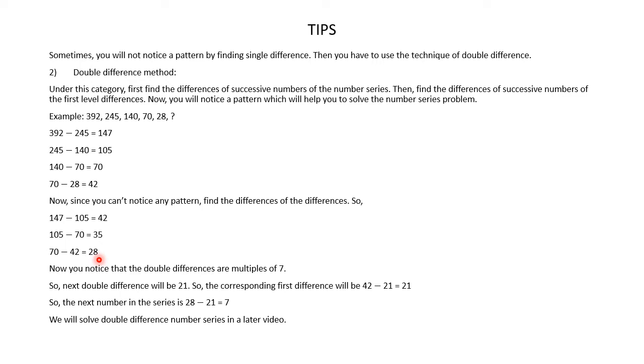You have to subtract this 21 from the corresponding first difference, that is 42. So 42 minus 21 is 21. Now this difference you have to subtract from 28 to get the next number. So 28 minus 21 will be 7. 7 is the number that will come after 28. Hope you have understood the double difference method. We will solve double difference number series in a later video. In this video, we'll concentrate only on the single difference method.